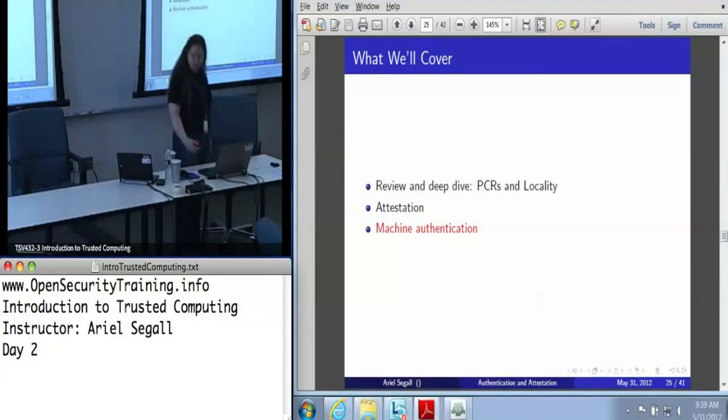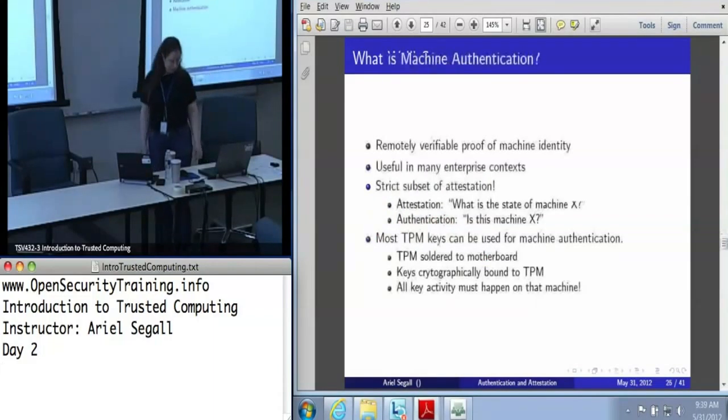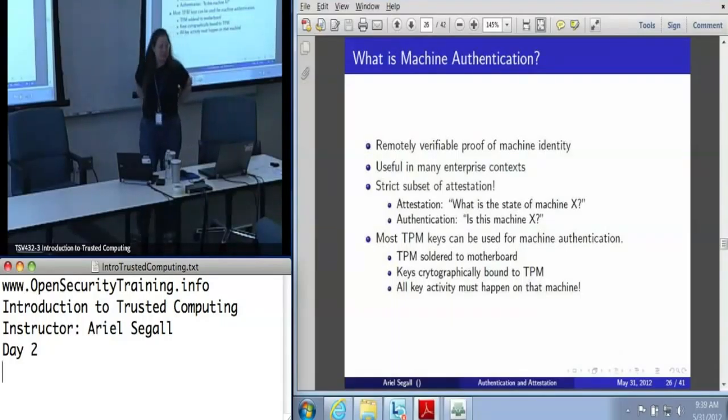So let's talk next about machine authentication. Now, machine authentication is in many ways a strict subset of attestation because authentication is all about identifying a machine, and attestation is all about the state of a machine, but realistically saying some machine somewhere is in state X is not very useful. So attestation practically actually means machine X is in state Y. And when we talk about authentication, all we really care about is, are you machine X?